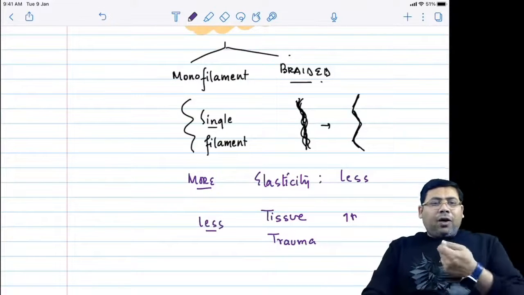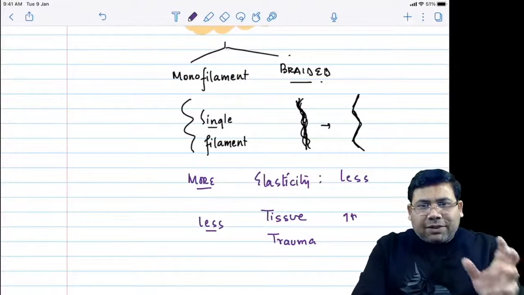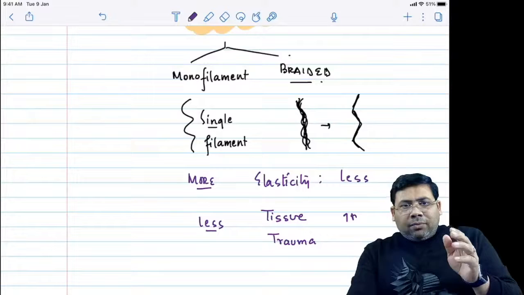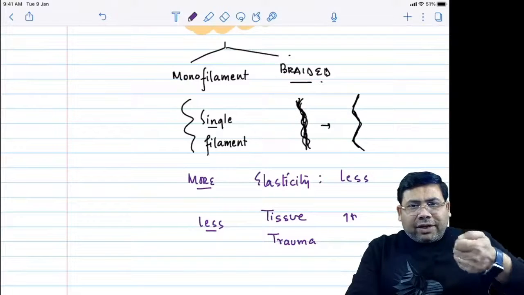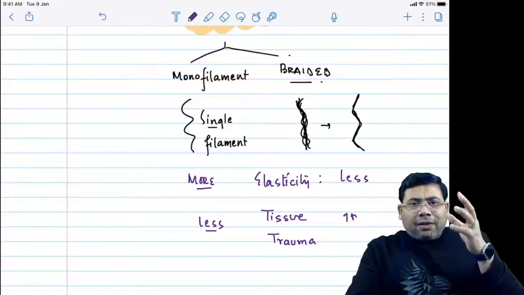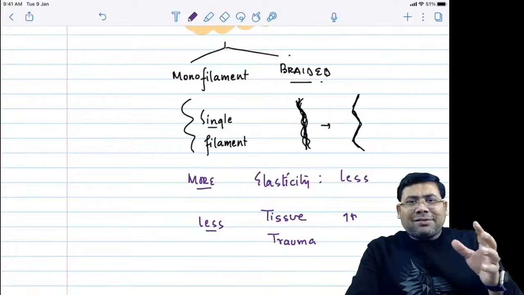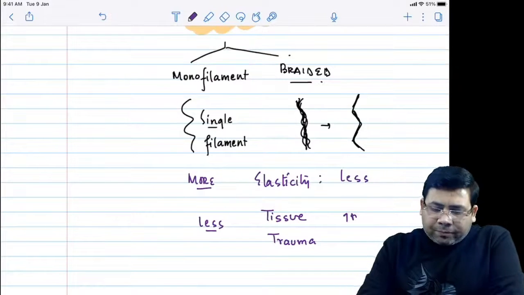Why? When you have to pass a braided suture, braided sutures are not as smooth as monofilament. Monofilament will glide easily, but braided sutures will always cause resistance and hence tissue trauma. This is again a very important thing.